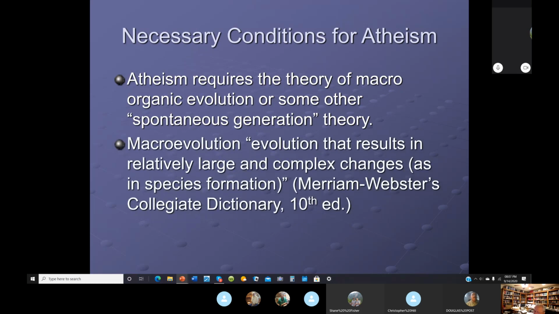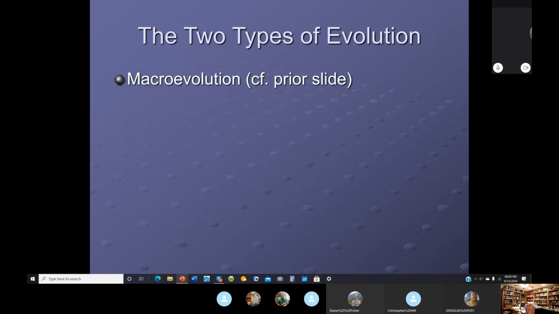Macroevolution, according to Merriam-Webster, is evolution that results in relatively large and complex changes, as in species formation. And so I would say amoeba to man. That's macroevolution. Most atheists, when they use the term evolution, that's what they're referring to. And so they just use evolution to depict that. And they're very subtle about this, and I think maybe even dishonest, because there's two kinds of evolution.